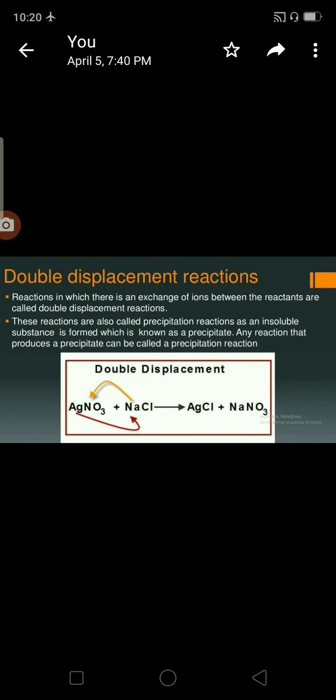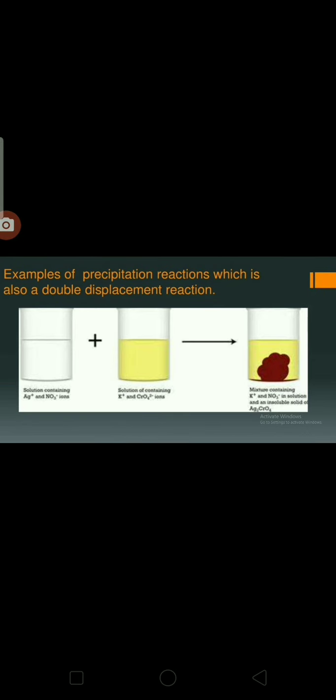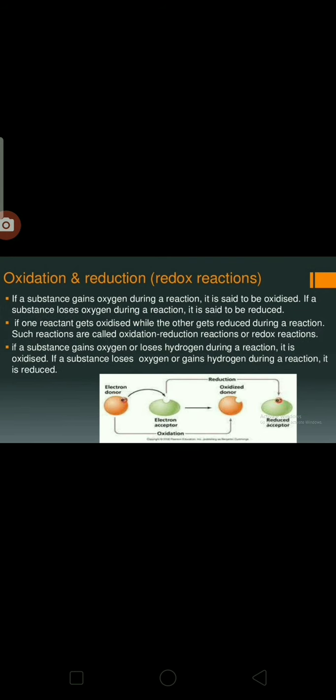For example, if you look here, AgNO3, which means silver nitrate, reacts with sodium chloride. Ag is a positive metal cation, nitrate is an anion, sodium again a cation, chlorine again an anion. So the opposite species will be exchanged. Silver reacts with chlorine to give silver chloride, and sodium reacts with nitrate to give sodium nitrate. Both exchanges are happening, so it is called double displacement. This is the same reaction that is given. There are many more examples that we can discuss later in the exercise.